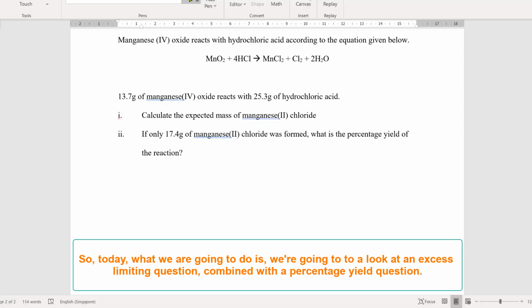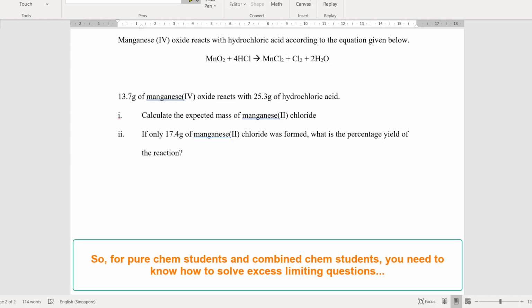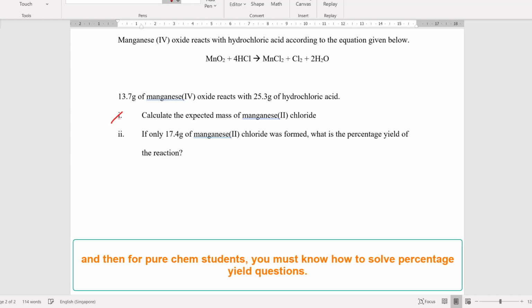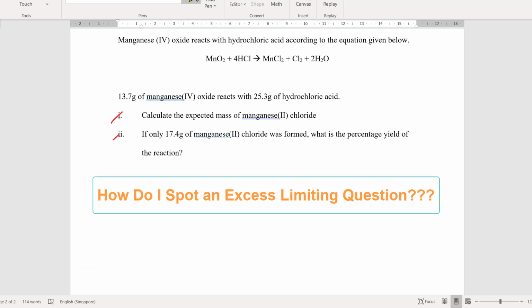So today what we're going to do is take a look at an excess limiting question combined with a percentage yield question. For pure chem students and combined chem students, you need to know how to solve excess limiting questions, and for pure chem students, you must also know how to solve percentage yield questions. Now the most common question I get for excess limiting is, how do I spot an excess limiting question?